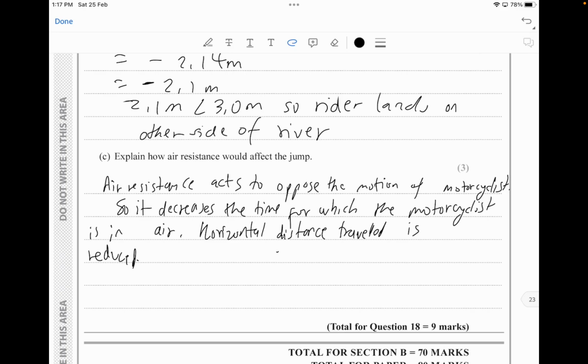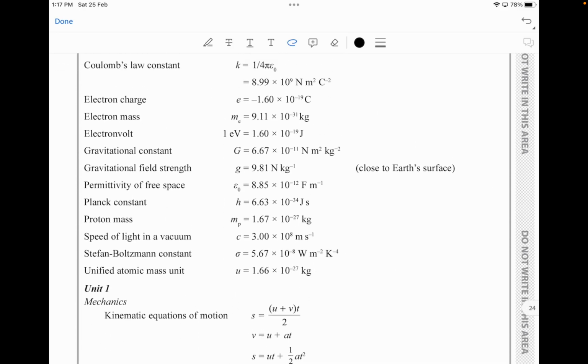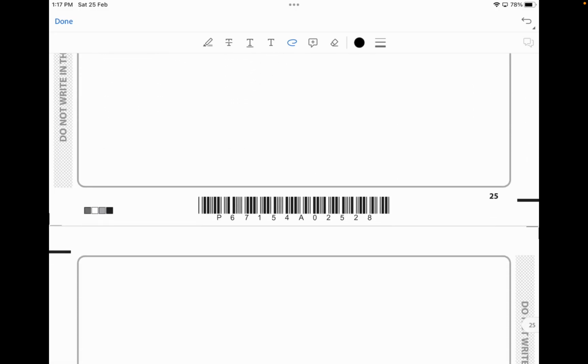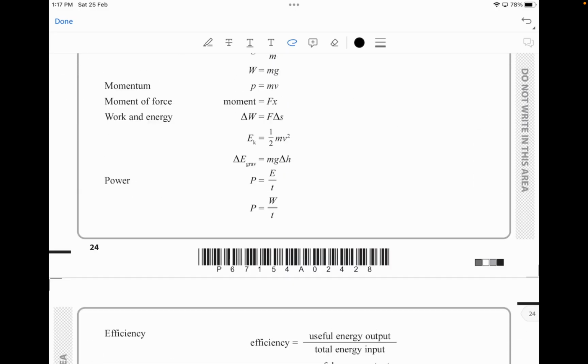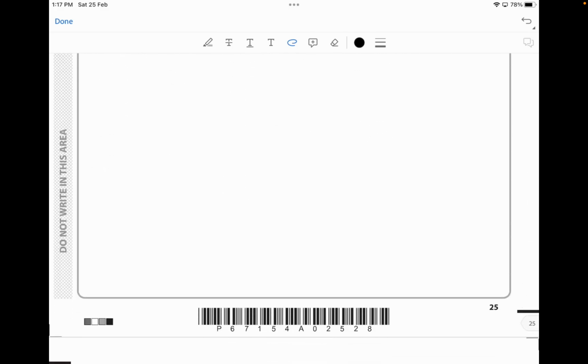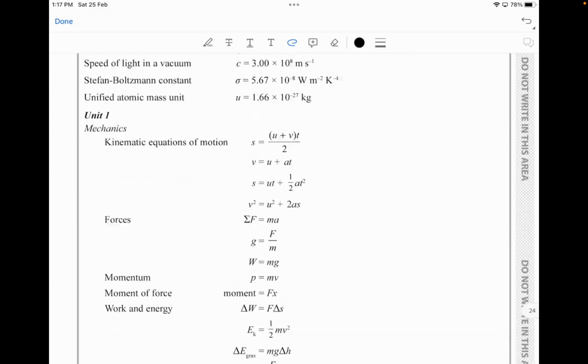This seems to be the end of all the questions. As you have seen, the formula sheet is in the end pages. Actually, the formula sheet is in the last page of the paper. So you guys can check that out. This seems to be the end of all the questions.